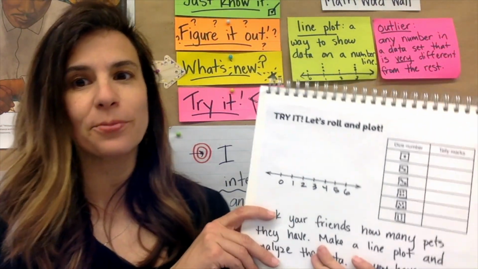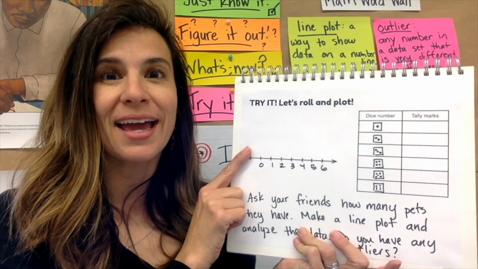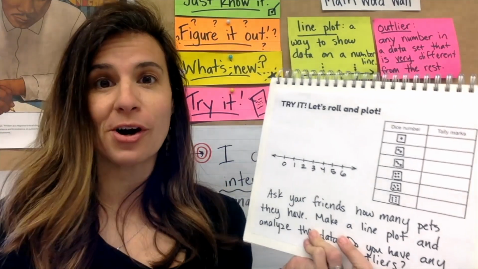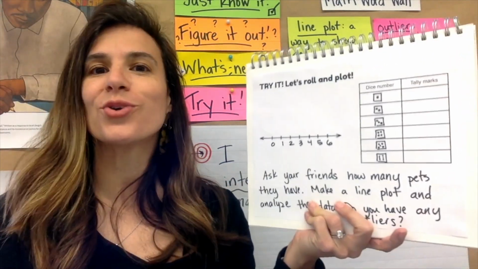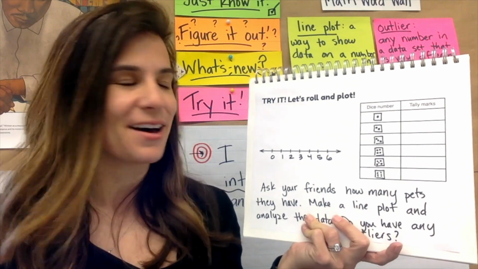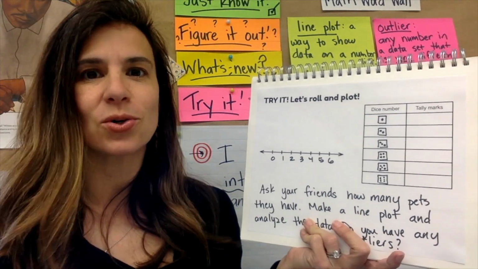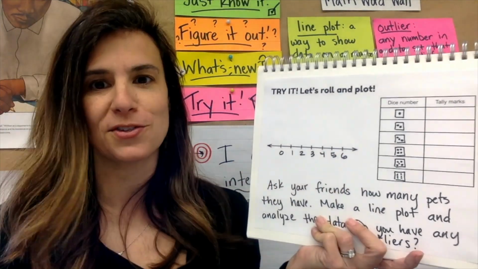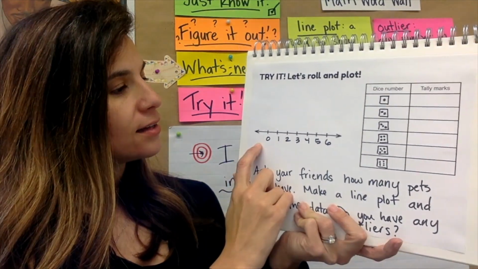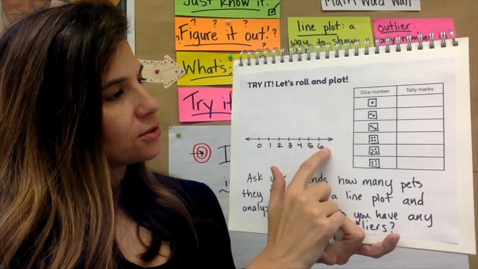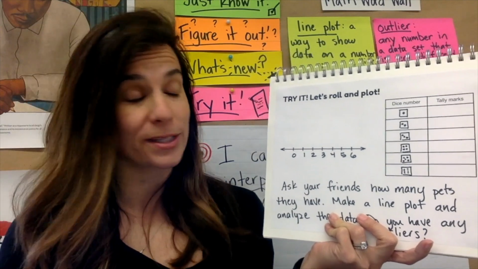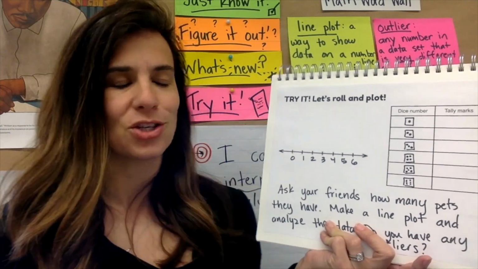And I just thought it'd be fun for you to do a let's roll and plot on your own at home. So if you have dice, or you can go online and you can use the online web dice to roll it and kind of plot what numbers you get. And you can see I made a line plot here, a number line from 0 to 6, although you could do yours from 1 to 6 or whatever dice you are using.